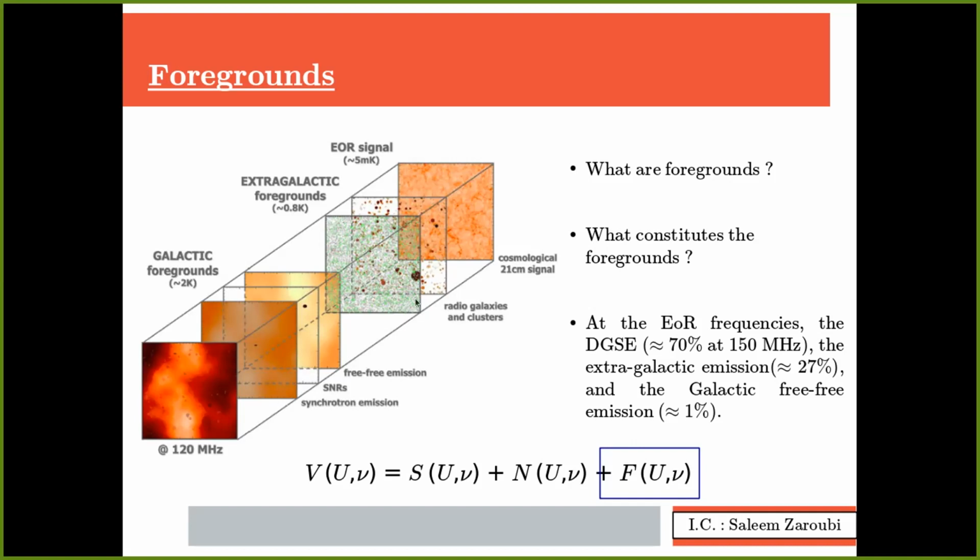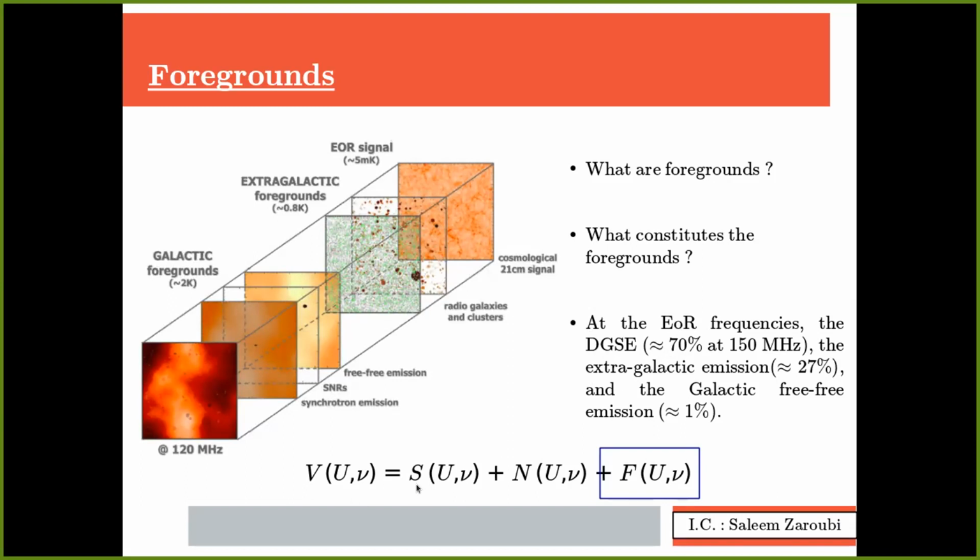So all the other astrophysical radiations other than the 21 centimeter signal constitute the foregrounds for the 21 centimeter signal. These foregrounds include diffuse galactic synchrotron emission from our own galaxy and other galaxies, free-free emission from our own galaxy and other external galaxies, and also extragalactic point sources, out of which at these frequencies we see the DGSE is the most dominant component in the foregrounds, followed by the extragalactic emission at 27%.